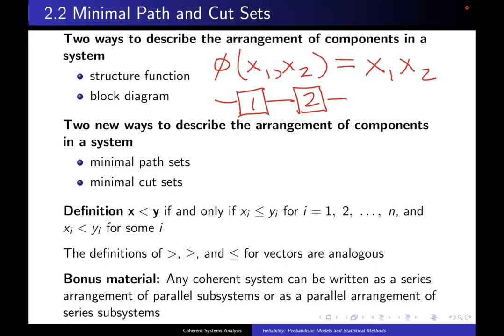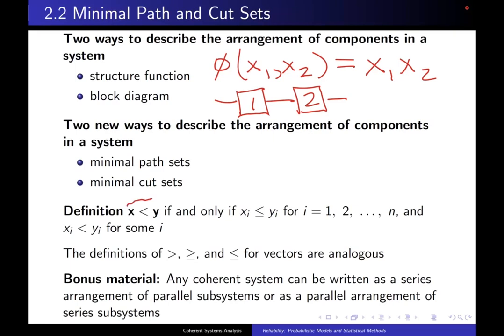In this section, there's going to be two new ways to describe the arrangements of components in a system. The first is minimal path sets, and the second is minimal cut sets. So we begin with a definition.